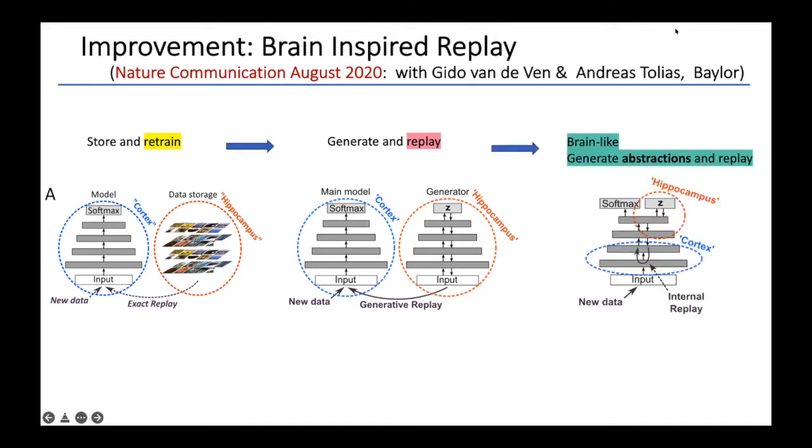So the thing that worked for us really well is the brain-like abstraction and replay, and the idea that there is one network. We don't generate all the way to the input, but generate only to high abstraction, just a little bit.